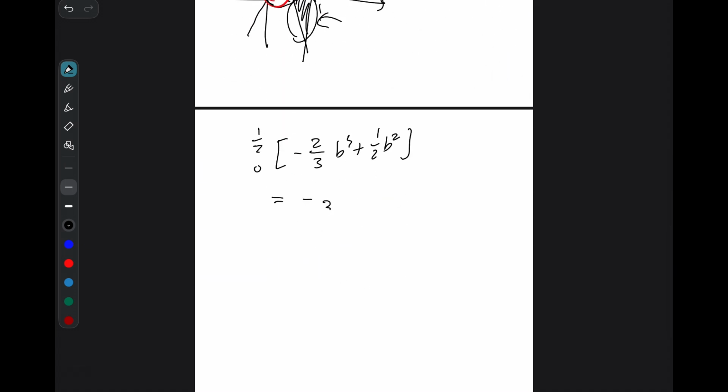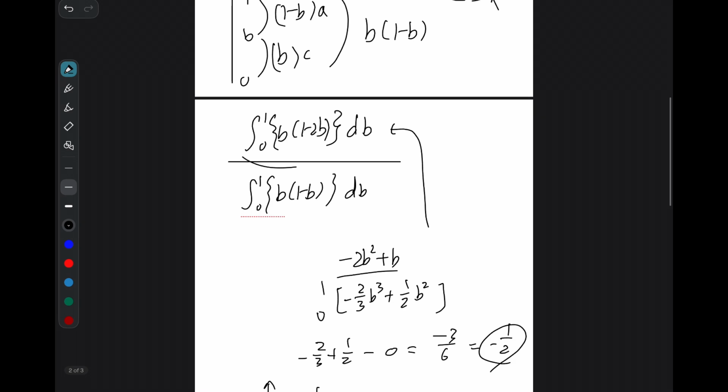So therefore that is minus 2 over 3 times 1 over 8 plus 1 over 2 times 1 over 4, minus 0. That is equal to 1 over 24. Now that is the one that should go on the top.